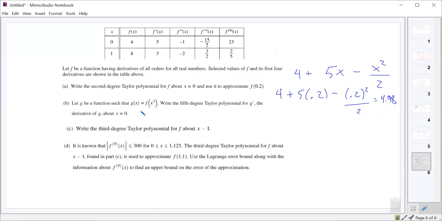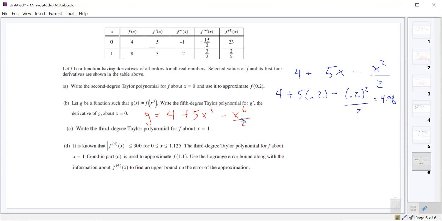All right, G is f of x cubed. And we want the 5th degree Taylor polynomial for G prime. So first let's write out what G is. All we need to do is just replace the x's in f of x with x cubes. So G is 4 plus 5x cubed minus x to the 6th over 2.